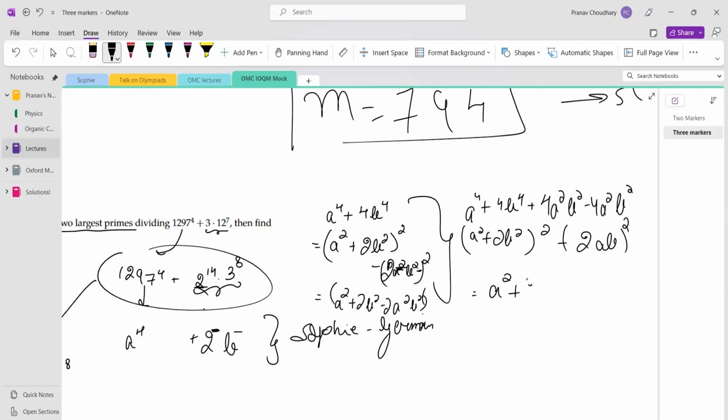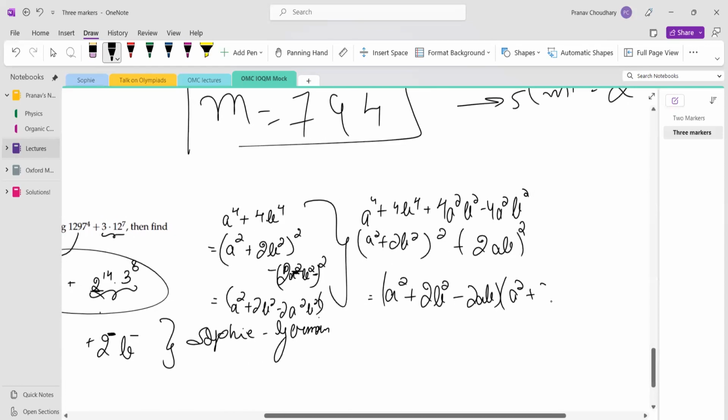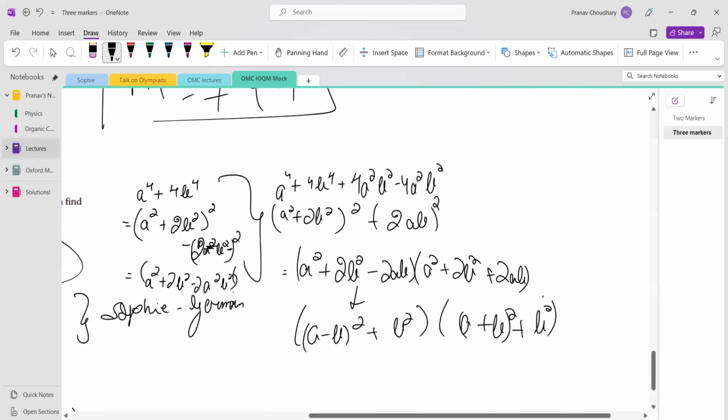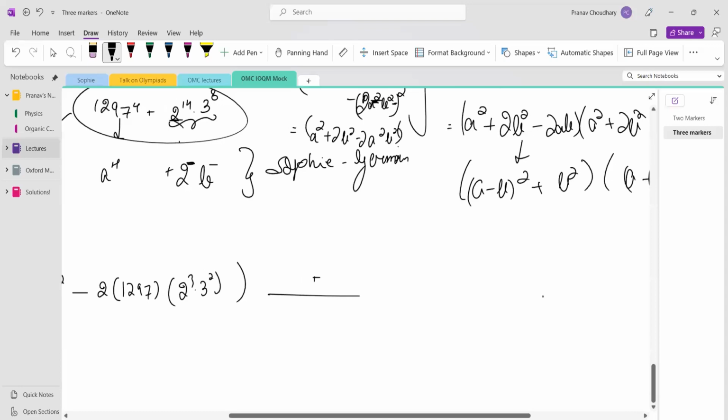So this would be a square plus 2b square minus 2ab times a square plus 2b square plus 2ab. And you can go down further if you need. This would become (a minus b) whole square plus b square, times (a plus b) whole square plus b squared. Cool. So let's try to apply the same thing here.